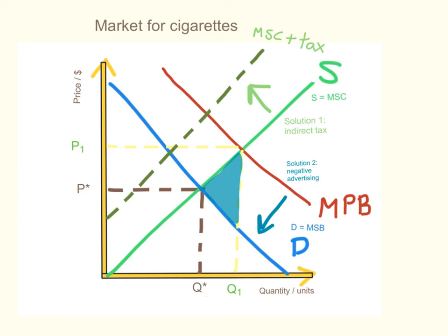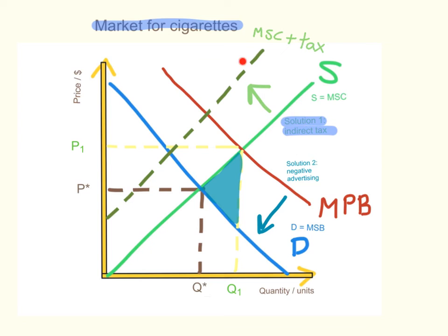So again, we're looking at the market for cigarettes, and we're going to see both solutions. So the first solution, which is to impose an indirect tax, this basically decreases the supply of the product. It shifts the marginal social cost curve upwards from S here to MSC plus tax. And this might reduce the quantity being consumed from Q1 back to Q star. So that's solution one, the indirect tax.